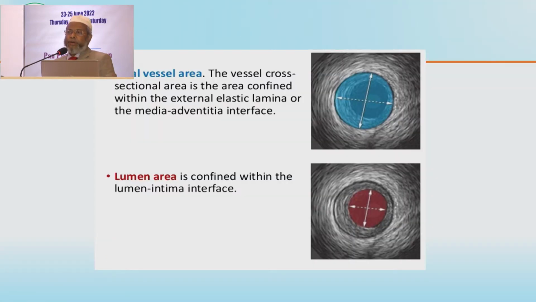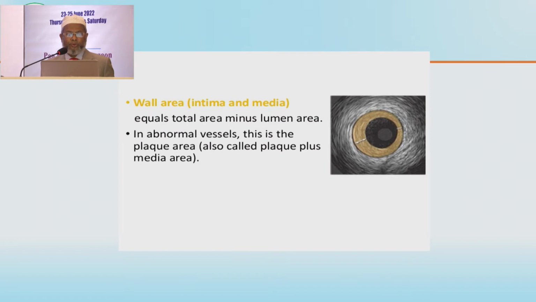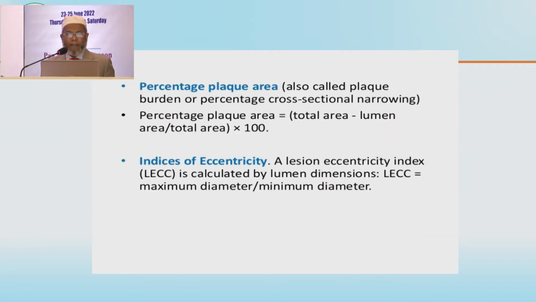These are the several parameters: total vessel area, lumen area. These are the theoretical things you should have to know. Wall area and percentage of plaque area, indices of eccentricity.